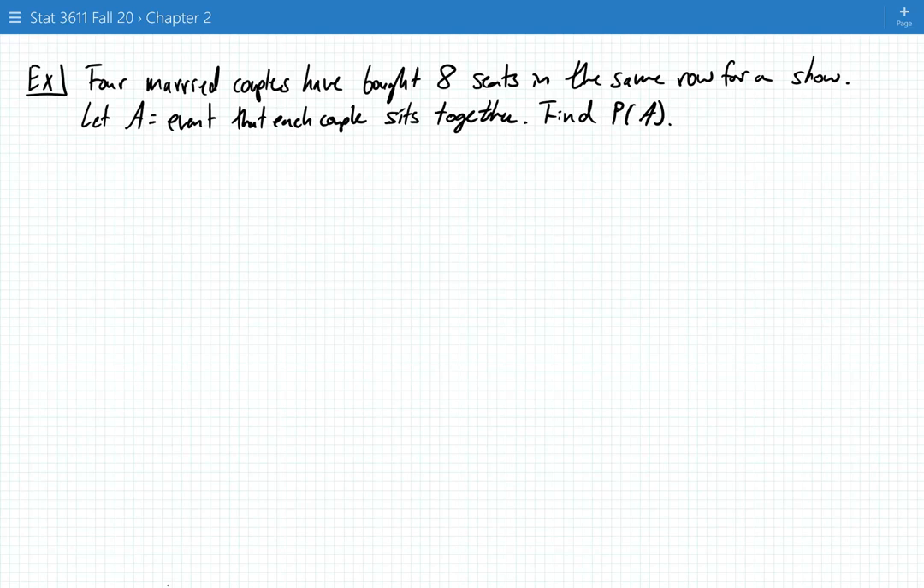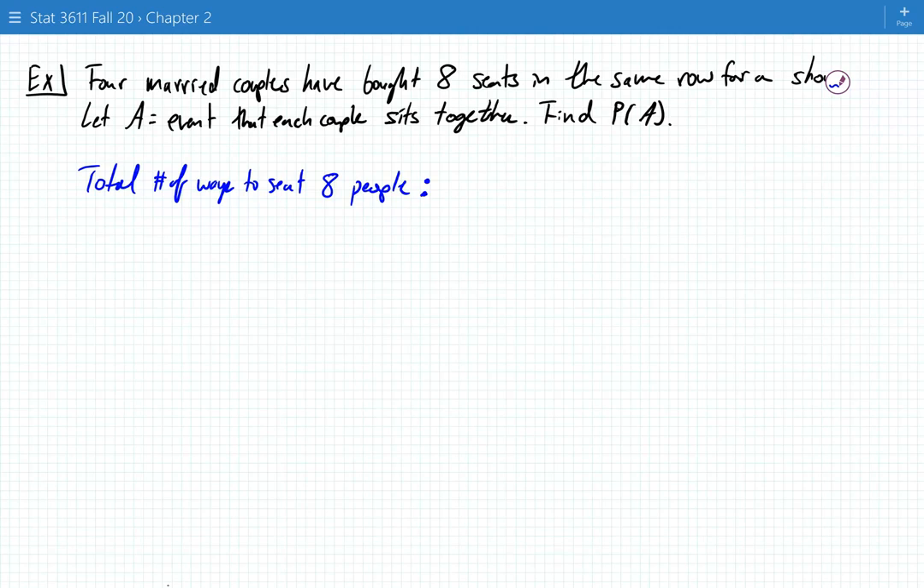All right. Well, let's take a look here. First, let's think about our whole sample space. How many ways are there for the 8 people to sit in that row? Well, the total number of ways to seat 8 people.